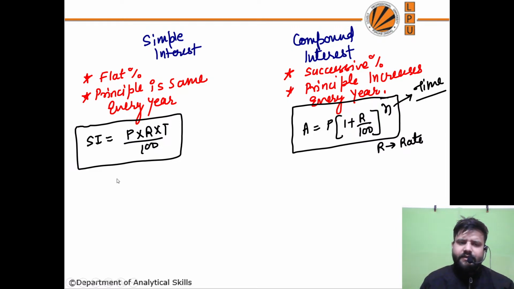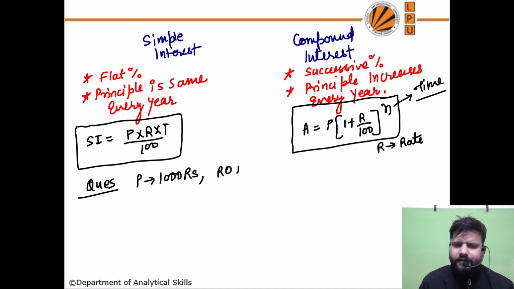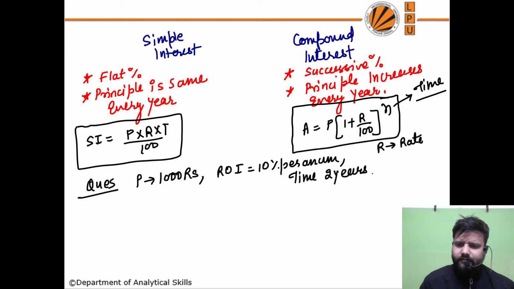Now let's take an example to understand it. Let's say a question is given to you. Principal is 1000 rupees. Rate of interest is 10% per annum. Time is 2 years. And then they can ask you simple interest, they can ask you compound interest, they can ask you amount in SI, they can ask you amount in CI as well.